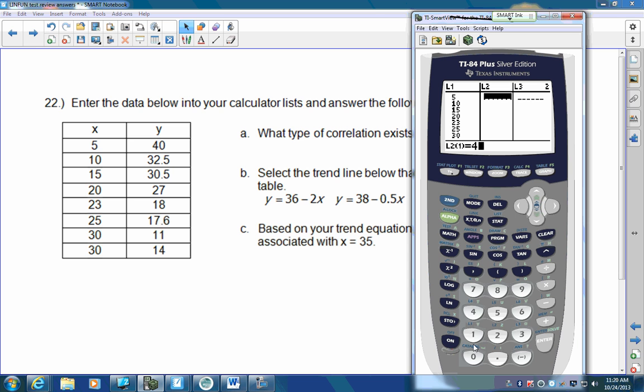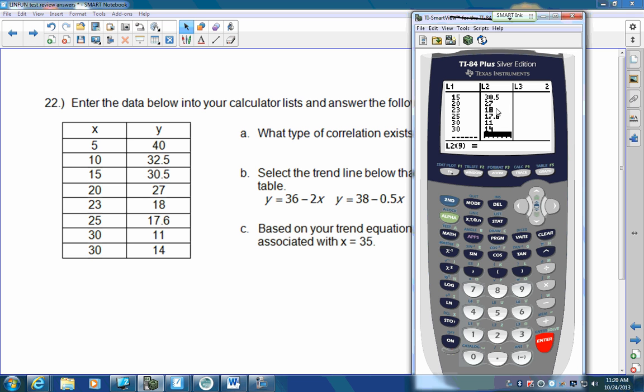All right, so then I put in there 40, 32.5, 30.5, 27, 18, 17.6, 11, and 14. Remember, you want to make sure you have the same amount of points in L1 and L2, because if you don't, it's going to tell you there's an error.